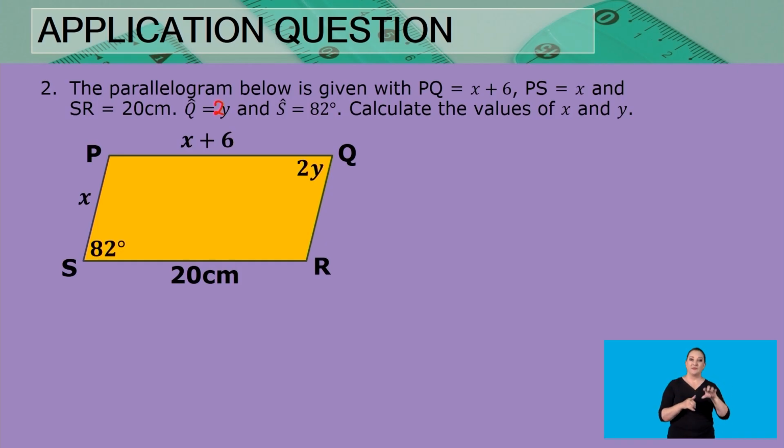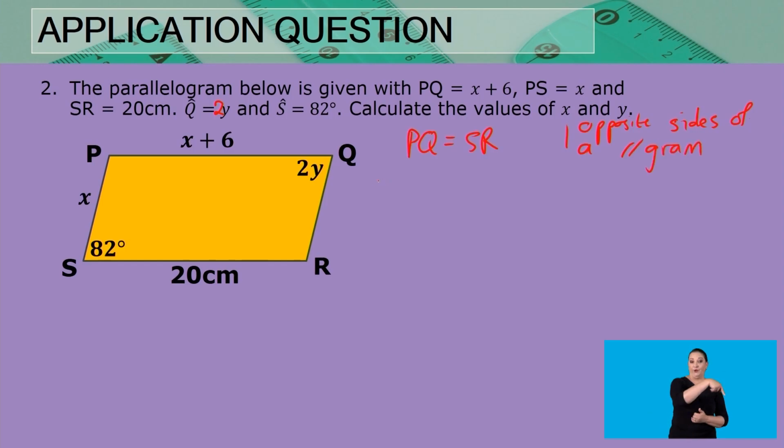So we are going to use the properties of a parallelogram to calculate the values of x and y. So which one can we start with? Well, firstly, we know that in a parallelogram, the opposite sides are equal. This means that PQ is equals to SR. And our reason for that is because they are the opposite sides of a parallelogram.